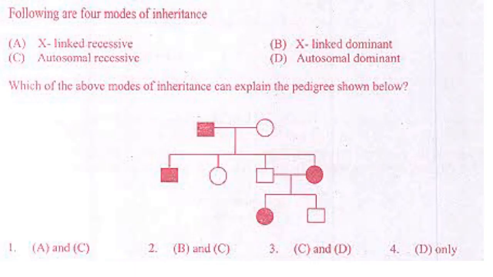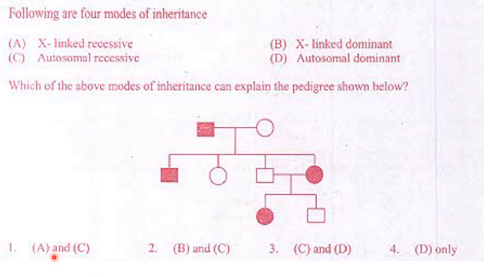To the next question. Following are 4 modes of inheritance: X-linked recessive, X-linked dominant, autosomal recessive, autosomal dominant. Which of the above modes of inheritance can explain the pedigree shown below? Now if you see the pedigree, both the male and female children are affected from the affected father. So it must be an autosomal condition.